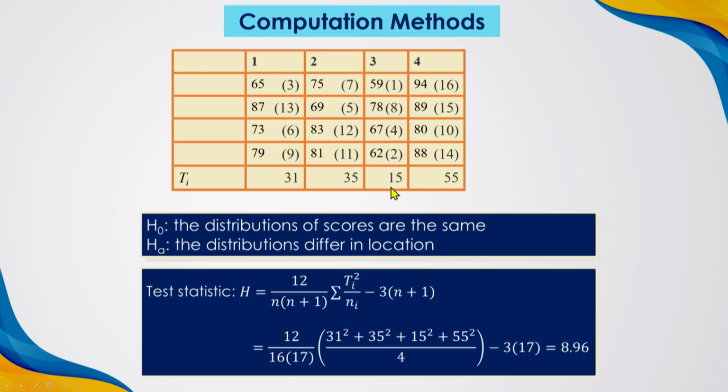55 are the totals. So, you have to see that T1 is 31, 31 square, T2 is 35, 35 square, T3 is 15, 15 square, T4 is 55, so 55 square. This formula says this square by n, and all the n's are equal, 4, 4, 4, 4, therefore 4 is common. So, 12 by n, where 16 observations are there, the sample size. On simplification of this formula, the test statistic is 8.96.